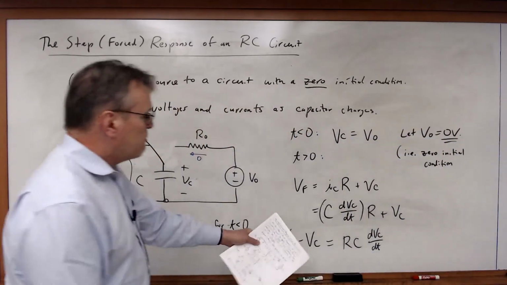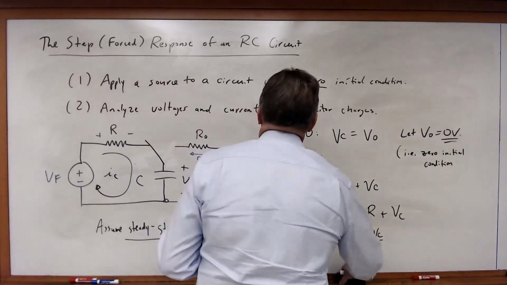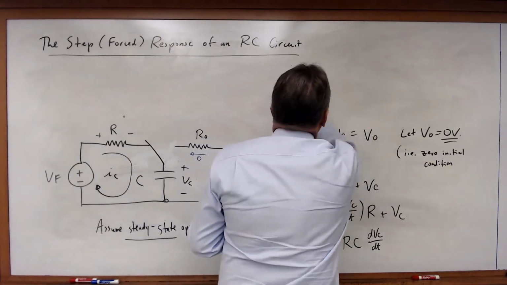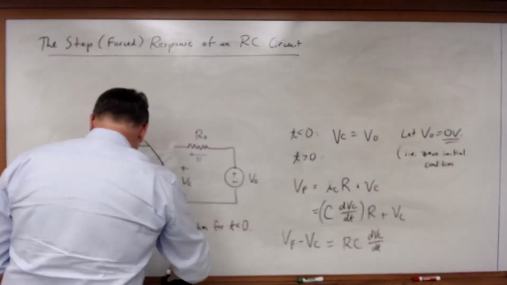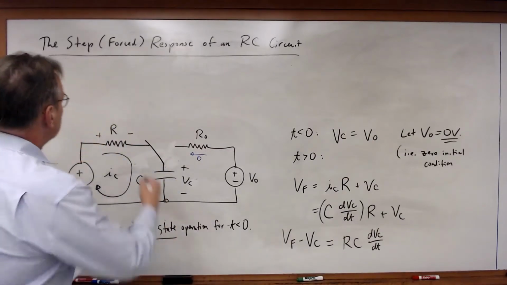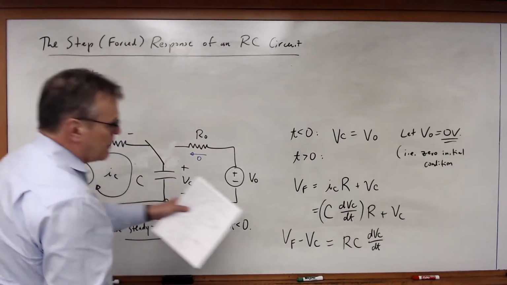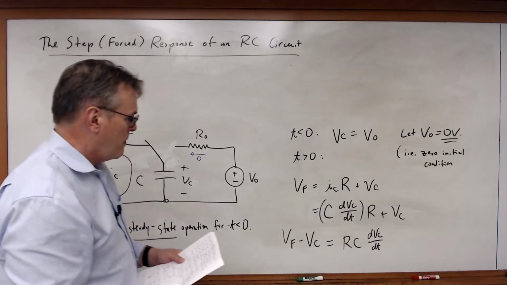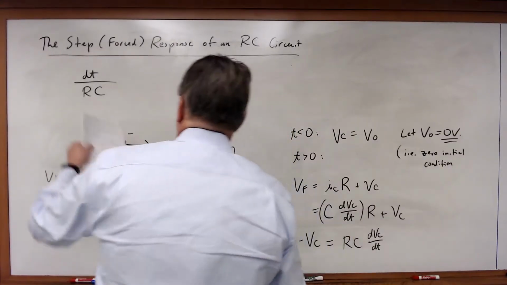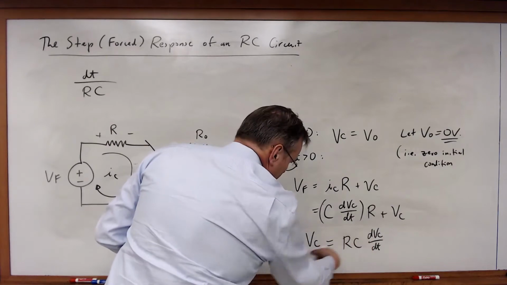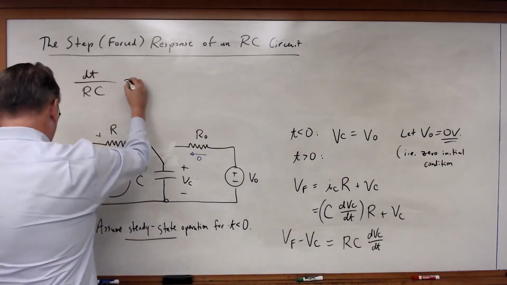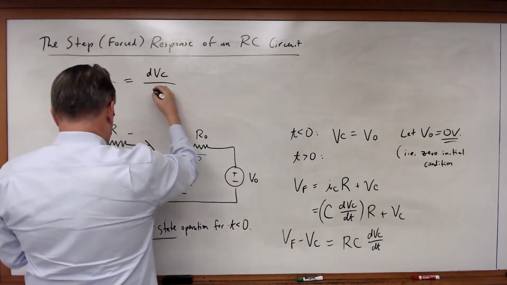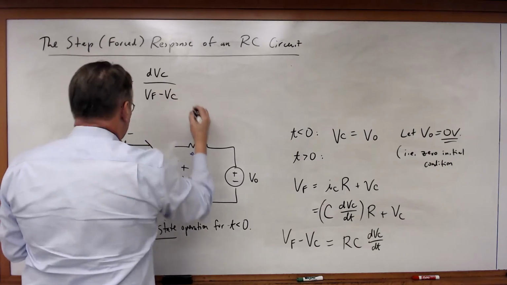So let's rearrange some terms here. Let's take the dt and bring it over to this side, times RC. So I've got dt divided by RC, since I brought over the dt and then divided by RC. And that will be equal to dVc divided by Vf minus Vc.